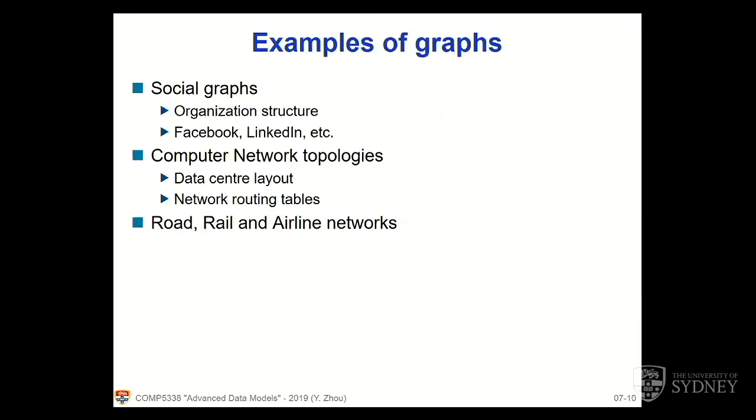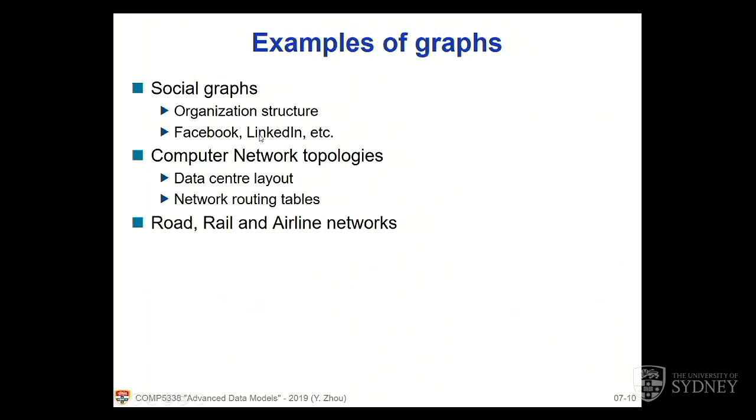Like social graph. So there's some data, it seems more like a graph. When you mention graph, there's certain types you might immediately think of, like the social graph, relationships among people. It's like a typical graph. Or computer network topology. Again, the nodes could be the computers, and then the links are just the network among them. So these are very obvious ones. Or routing table, or road, rail, and airline networks. So these are a few of them.